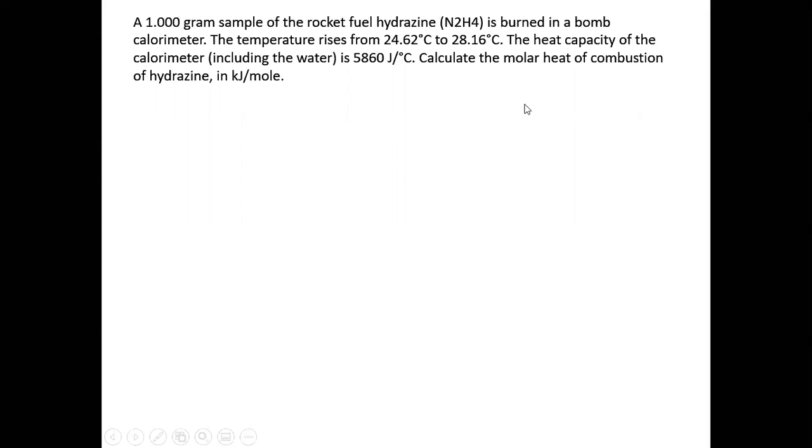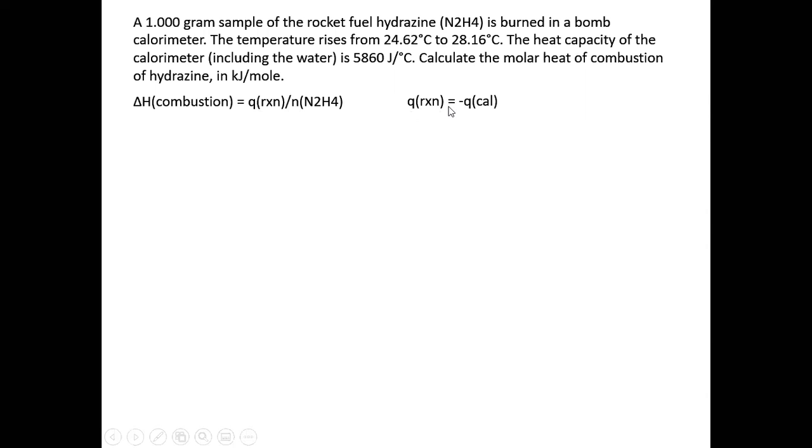So whenever you see this molar heat of combustion, this is referred to as the delta H of combustion. And delta H of combustion equals the heat of the reaction divided by the moles of your reactant or product. So in this case, we're interested in the moles of the reactant hydrazine. So we need to find the Q of reaction and the moles. Well, for the moles, it gives us the mass of the sample and the formula, so we can find the moles pretty easily. But how do we find the Q of reaction?